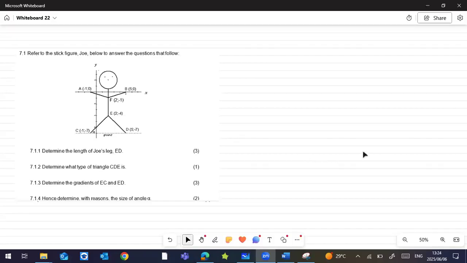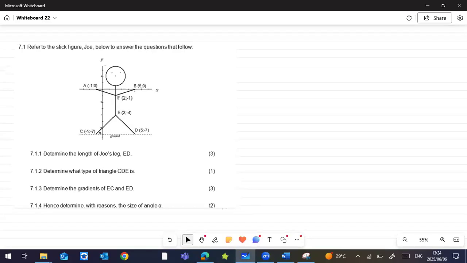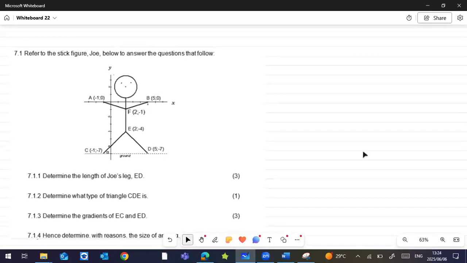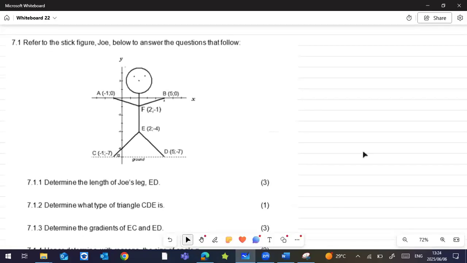Morning, grade 10s. Let us now look at question 7, which is our analytical geometry. I will just zoom here so that you can see the question. Refer to the stick figure, question 7.1, which is Joe, below to answer the questions that follow. If you look at this stick figure, you can clearly see there are coordinates given for Joe. Now, they want the length of Joe's leg, which is ED, the distance from E to D.